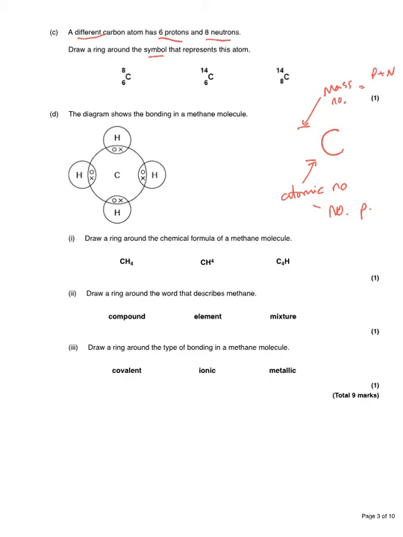So from the question, I've got 6 protons, so it can't be this. So I'll put 6 in there. And I've got 8 neutrons. So for the mass number, 6 add 8 equals 14. So therefore, this is my answer.